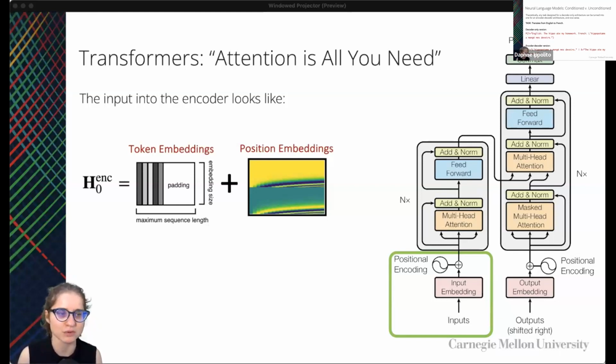And so how to resolve this is you actually have these position embeddings that you add to your input matrix that are just like these slow sinusoidal shifts over time. And the model can use this to distinguish between tokens that are early in the sequence and tokens that are late in the sequence. Any questions so far?